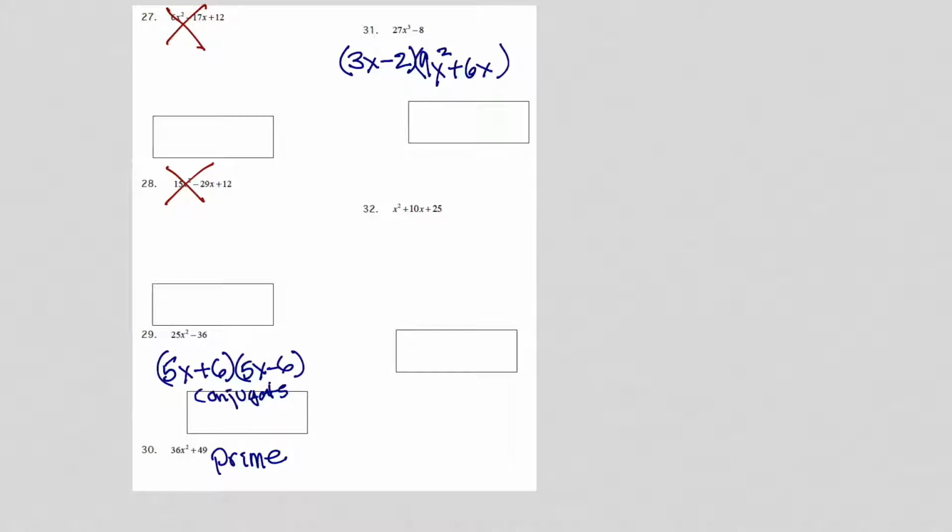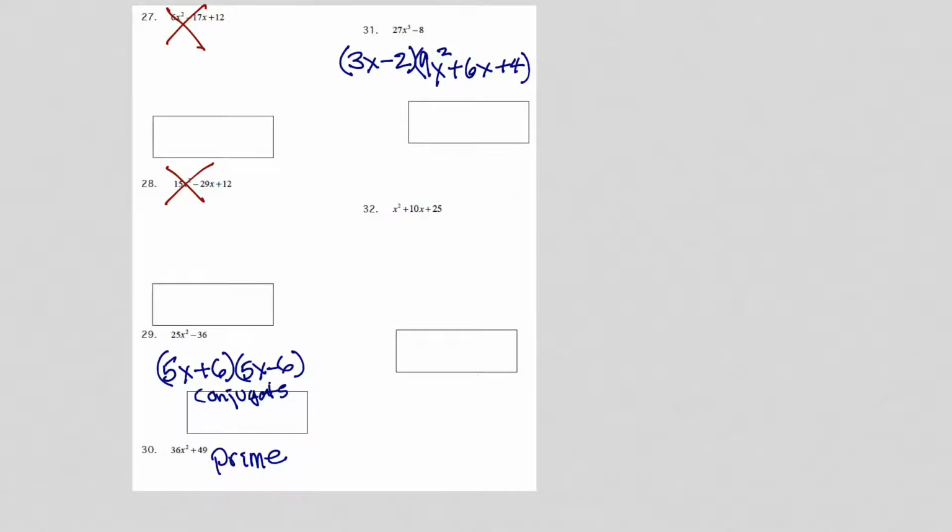And then, okay, I need to make this a little bit bigger. And then you square the last, right? So square the first, 9x squared. Multiply these two together, negative 6x, change the sign, positive 6x. And then square the last. Negative 2 times negative 2 is positive 4.